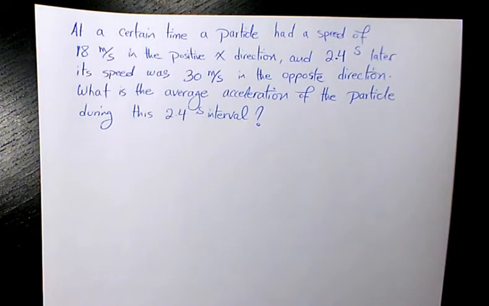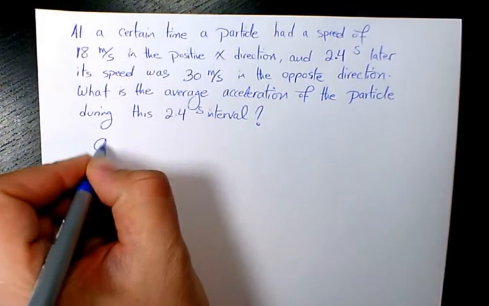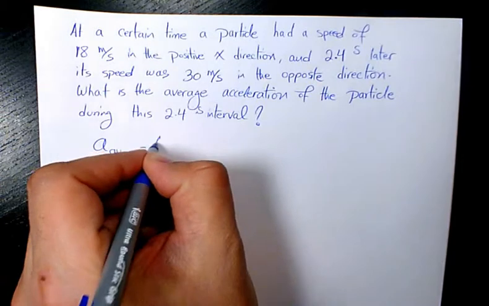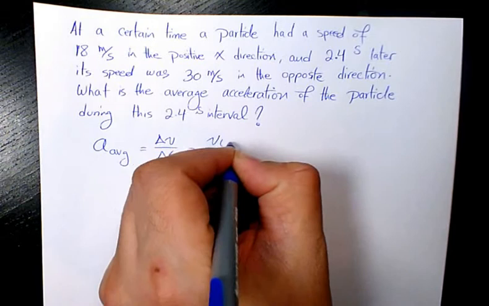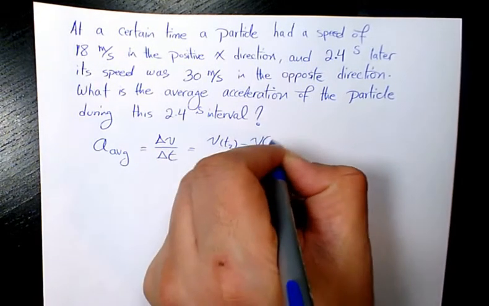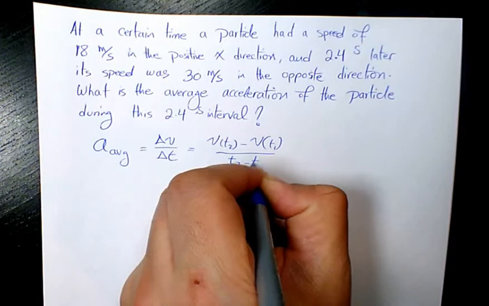In the next question, we have: at a certain time, a particle had a speed of 18 meters per second in the positive x direction, and 2.4 seconds later, its speed was 30 meters per second in the opposite direction. What is the average acceleration of this particle during this 2.4 seconds interval? We know the average acceleration is going to be the change in velocity divided by the change in time, which will be velocity at t2 minus velocity at t1 divided by t2 minus t1.